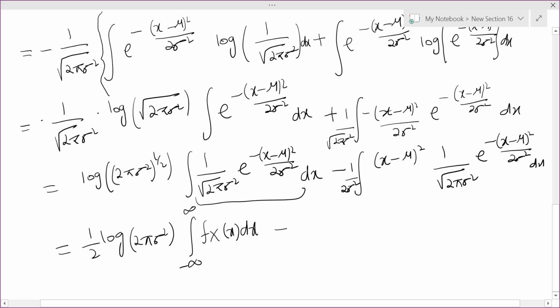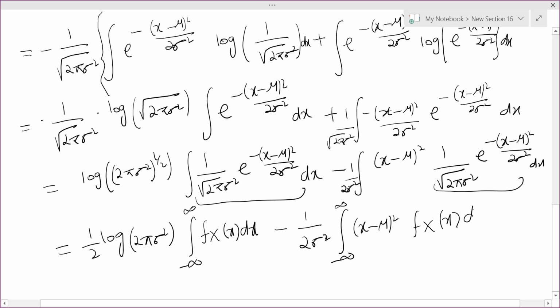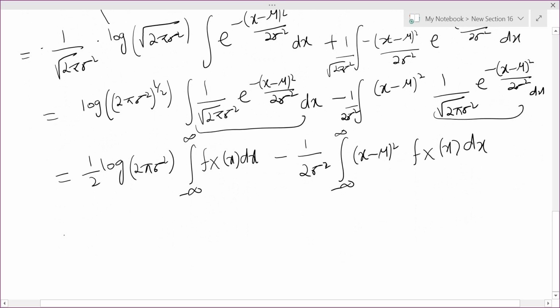And then minus 1 over 2 sigma square, x minus mu square. This again I can write as fx of x. This is the PDF of Gaussian. Now what is the integral from minus infinity to infinity of any PDF? 1.